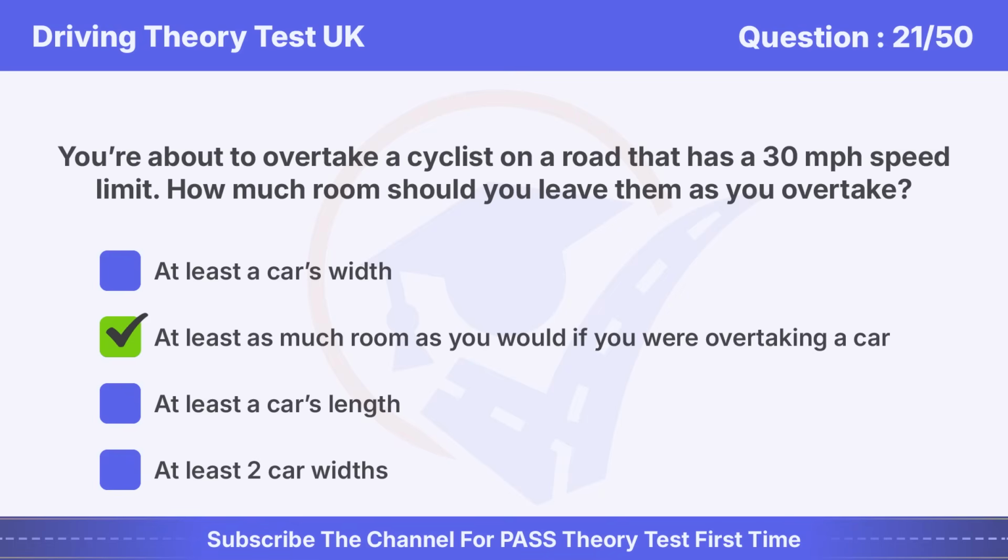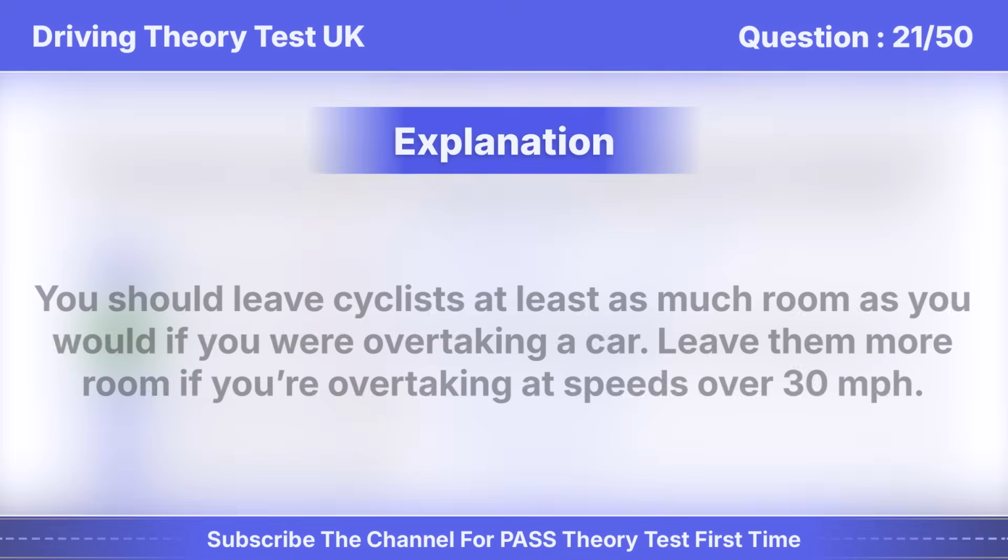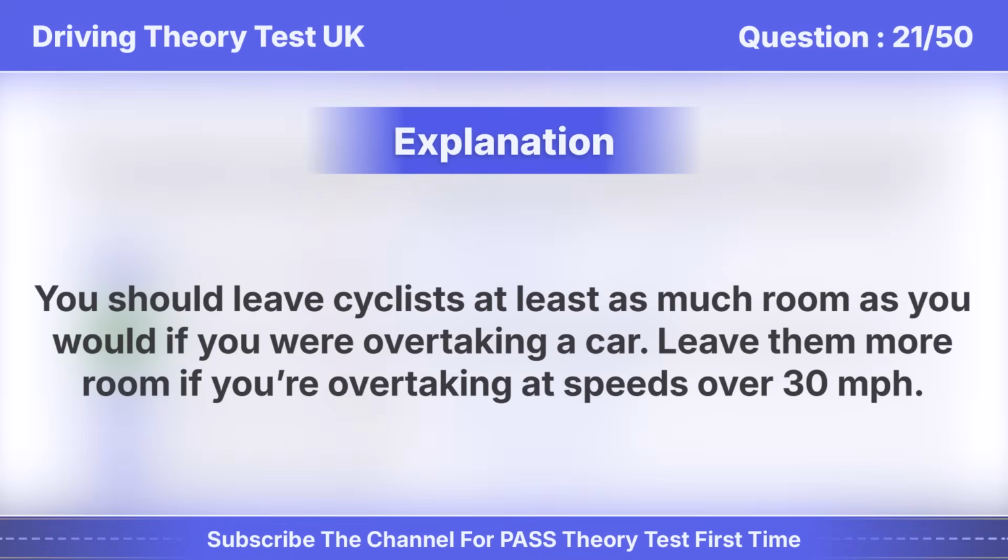Answer is B. At least as much room as you would if you were overtaking a car. You should leave cyclists at least as much room as you would if you were overtaking a car. Leave them more room if you're overtaking at speeds over 30 miles per hour.